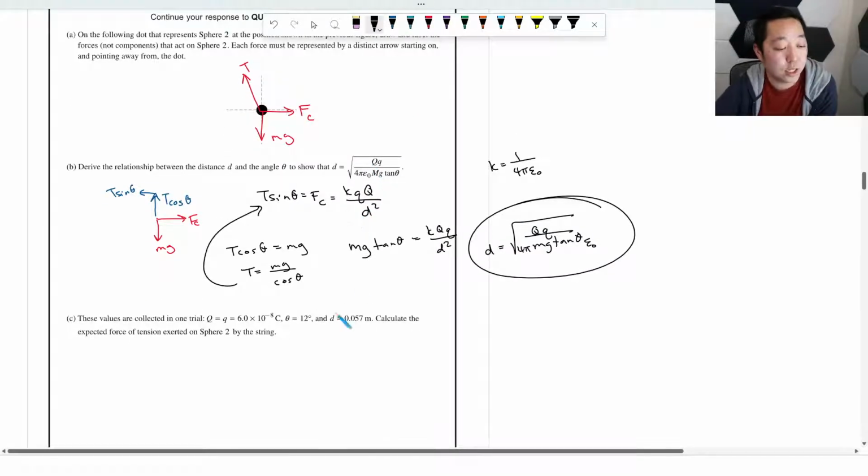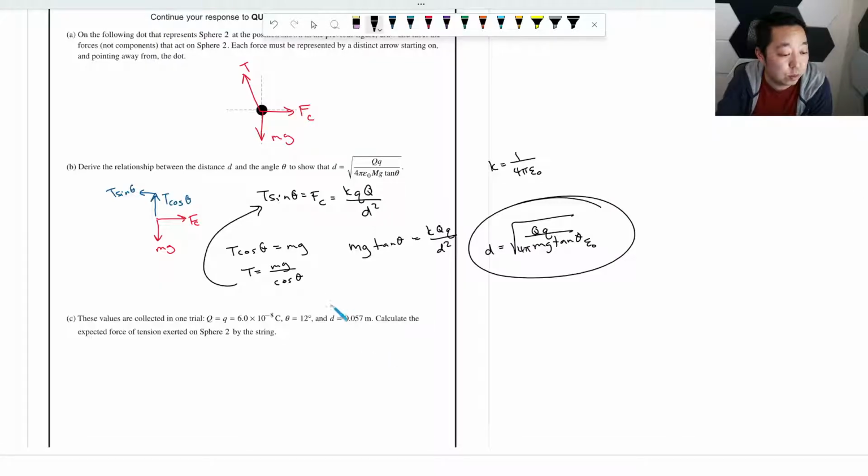Okay, these values are collected from one trial. Calculate the expected tension force by the string. Let's see, they have Q, they have theta, they have d. What could you solve for? I guess you could solve for mg if you wanted to, based on this data. Yeah, I would just say mg, which is T cosine theta. So T is mg over cosine theta. So let's solve for mg for this one, just to make it easier.